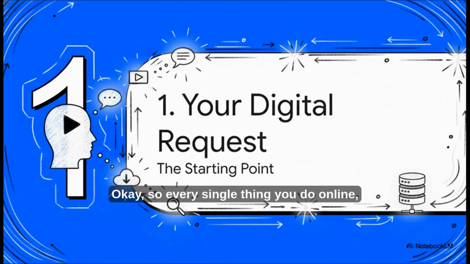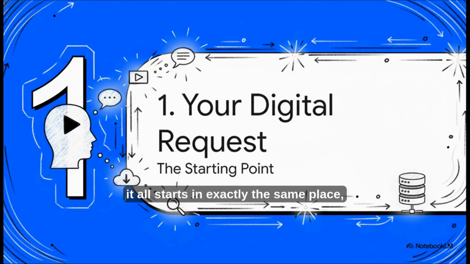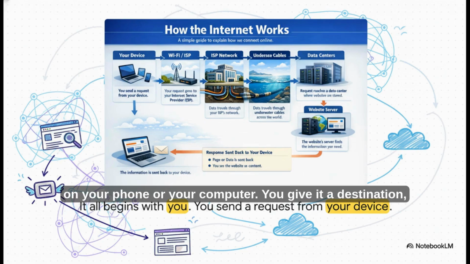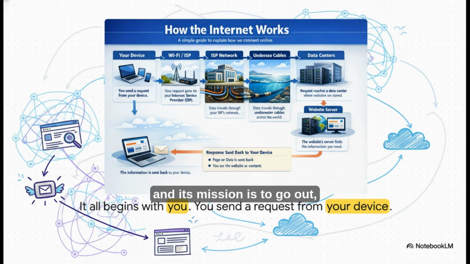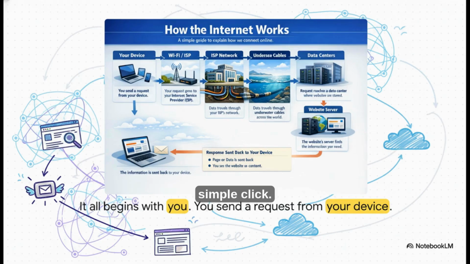Okay, so every single thing you do online, loading a YouTube video, sending a text, you name it, it all starts in exactly the same place, with you. It all begins with something called a digital request. I want you to think of this request like a tiny digital messenger. It all starts right there, on your phone or your computer. You give it a destination, say your favorite news website, and its mission is to go out, find that exact site, and bring all the information back to you. The whole incredible journey starts with that one simple click.